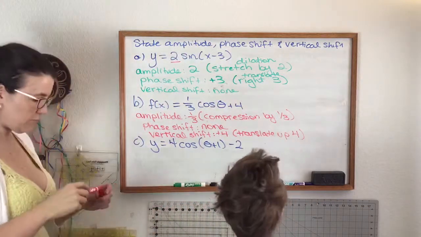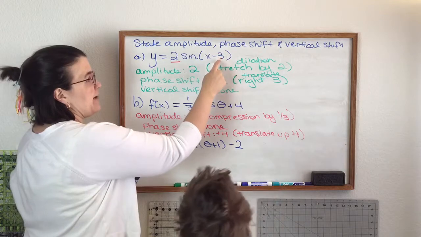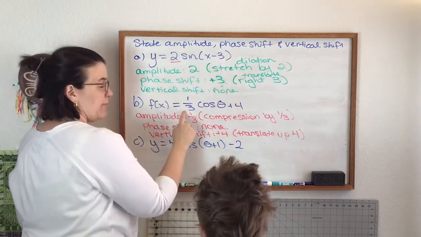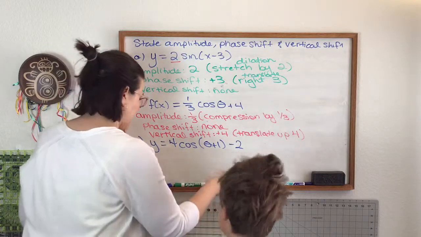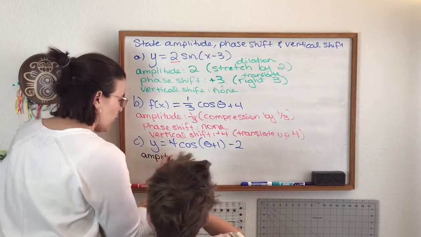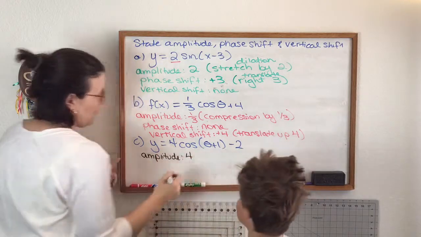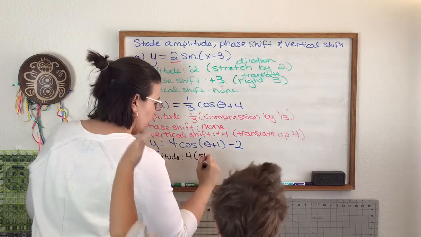Okay. So this one we had an amplitude and a phase shift. This one we had an amplitude and a vertical shift. And this last one, we're going to get all 3. All right, what's my amplitude, Andrew? 4. What is the 4 going to do? It's going to multiply. So is it going to make it bigger or smaller? Bigger.